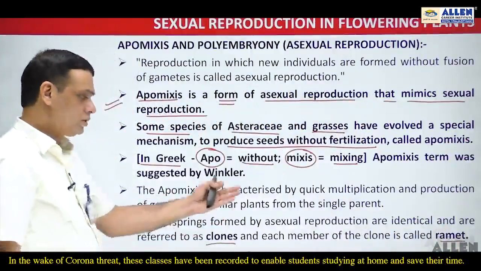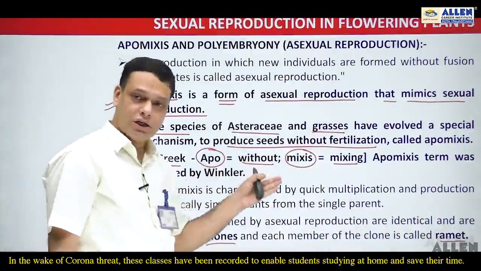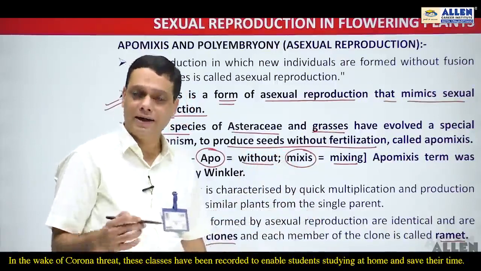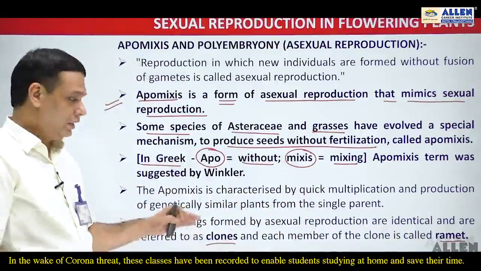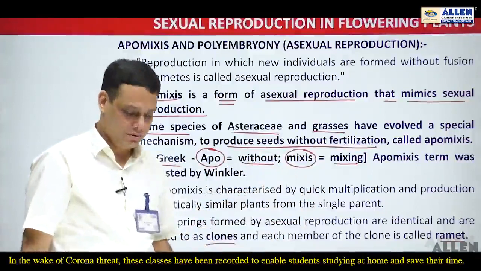So what are clones and what are ramets? You understand that the offspring developed from an asexual mode of reproduction are identical in nature, and those offspring are termed clones, and each member of the clone is known as a ramet.